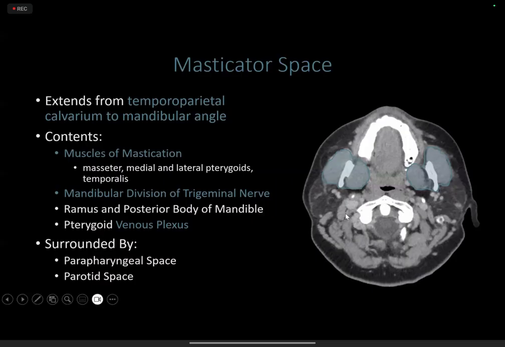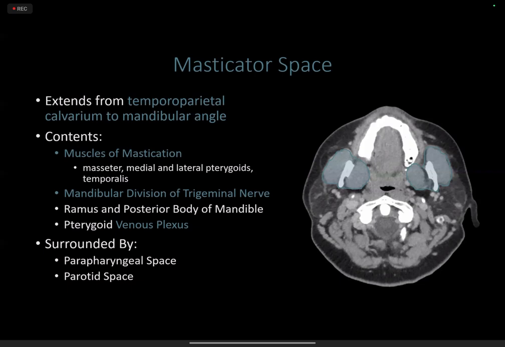Now let's move on to the masticator space. Remember that the masticator space extends from the temporoparietal calvarium to the mandibular angle right over here. It contains the muscles of mastication, so you have your masseter, your medial and lateral pterygoids, as well as the temporalis muscle. It also contains the mandibular division of the trigeminal nerve. It also contains the ramus and posterior body of the mandible, right over here. And it also has the pterygoid venous plexus.